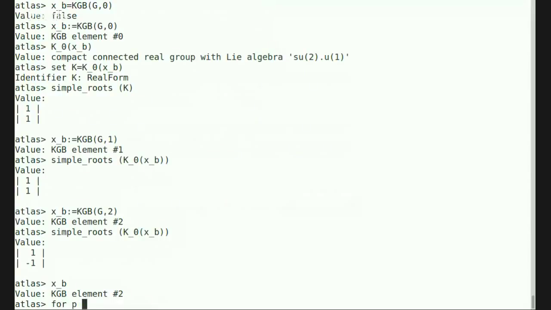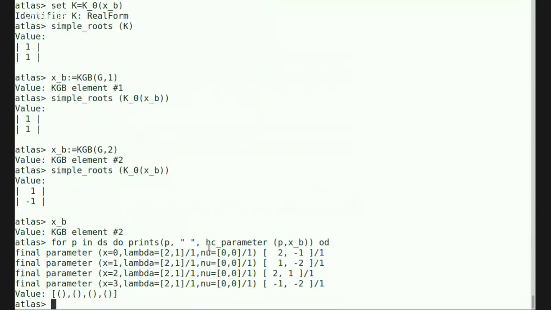And now, say for p in the discrete series, let's look at the Harish-Chandra parameter of p with respect to this fixed xb. And that makes me happy. If you look here at the end, you see that the Harish-Chandra parameters that I'm getting are 2, 1, and minus 1, 2, 1 minus 2, and minus 1, minus 2. And for those of you who are familiar with the discrete series of SP4, those are the usual Harish-Chandra parameters of the 4 discrete series.